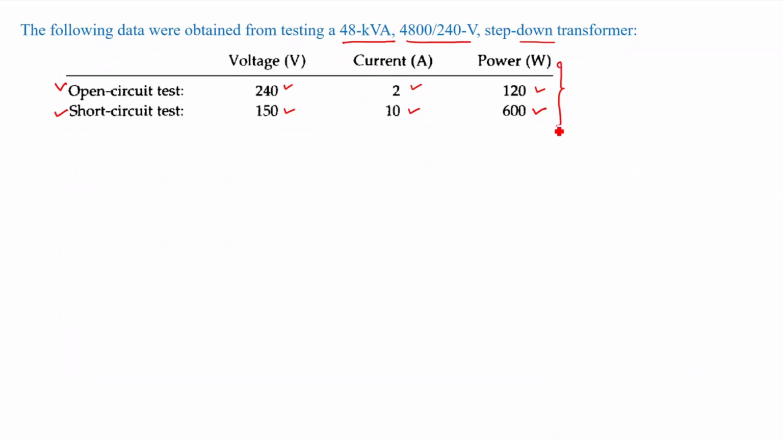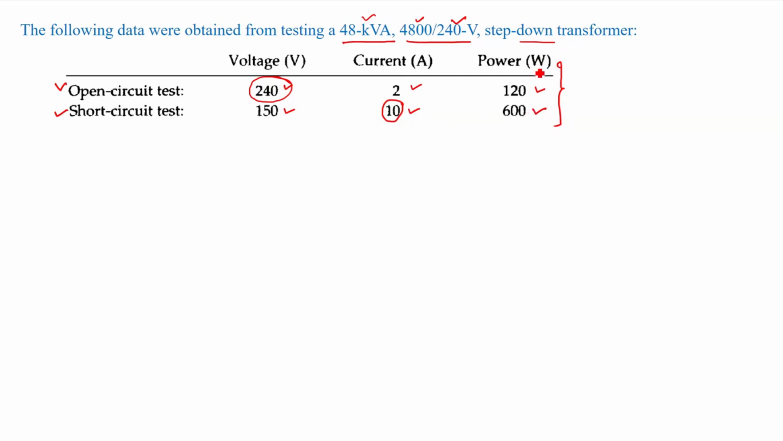Now what we understood from this test: the open circuit test is always conducted at the low voltage side. You can see here the measured voltage is the rated voltage of the low voltage side, 240 volt. So this is conducted at the low voltage side. Similarly, the short circuit test is conducted at the high voltage side, where the rated current is 10 ampere. 48 kVA by 4800 gives 10 ampere, right?